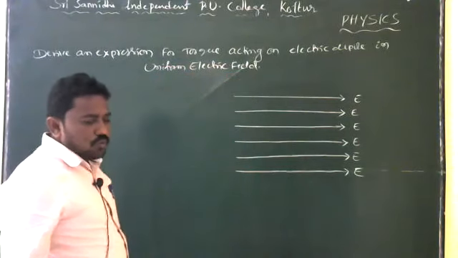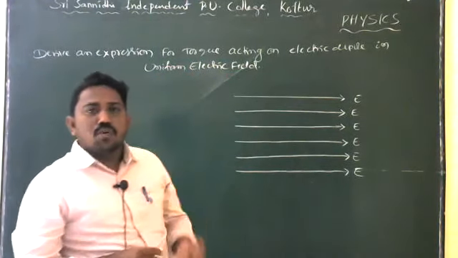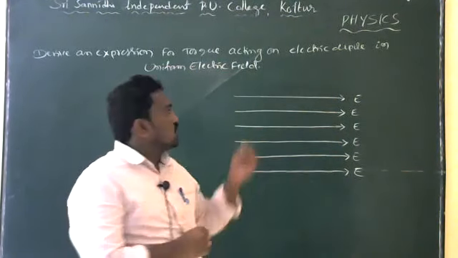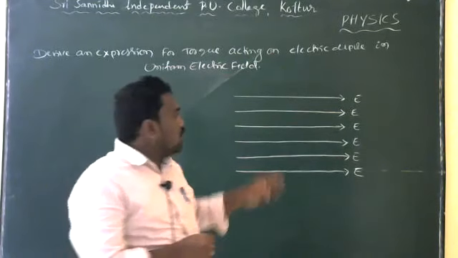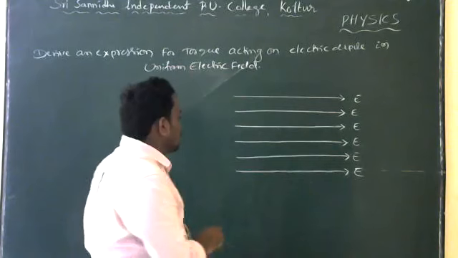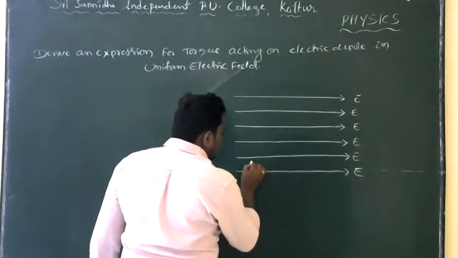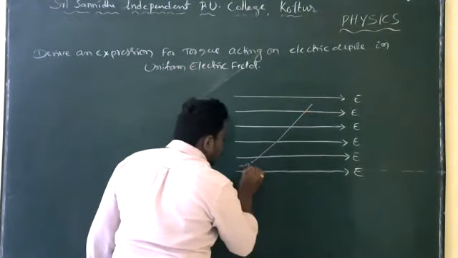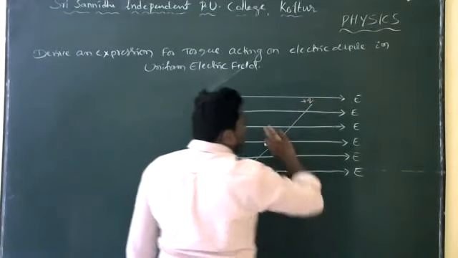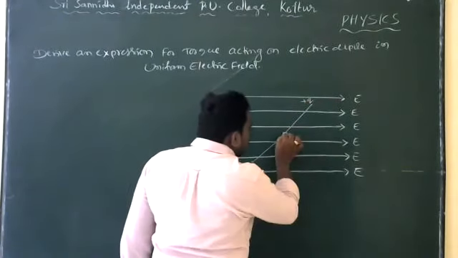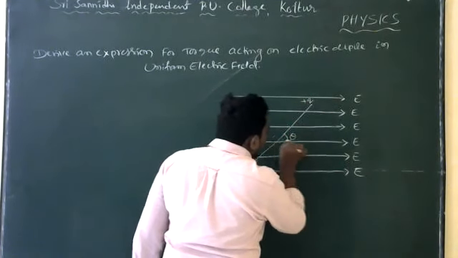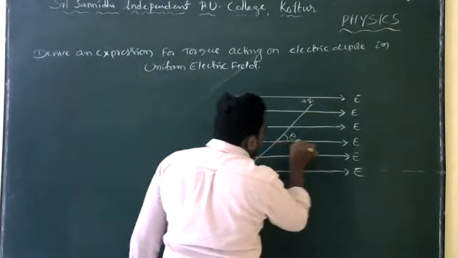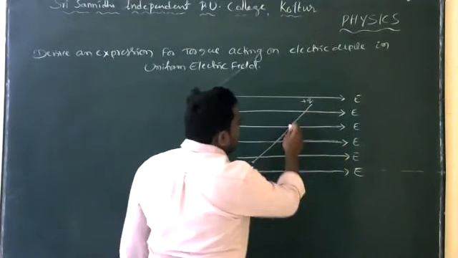Next, the electric dipole. What is the definition of an electric dipole? A system of two equal and opposite charges separated by a small distance is called an electric dipole. Here the electric dipole is placed in a uniform electric field. Let us consider a system of two equal and opposite charges, minus Q and plus Q, placed in a uniform electric field. It makes an angle theta with the direction of the electric field.